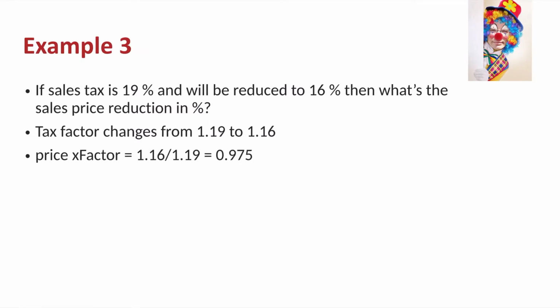And the price X factor is then this factor at the end divided by the factor of the beginning, and this is 1.16 divided by 1.19, and this leads to 0.975. And the price reduction is then the difference to 1, so 1 minus the 0.975. This is 0.025, and in percent, this is 2.5%. So it's not 3%, it's 2.5%.